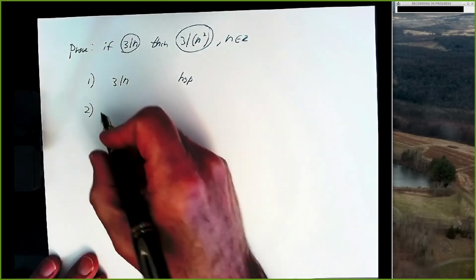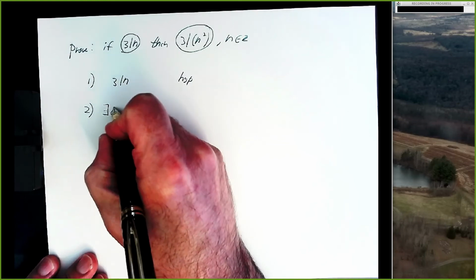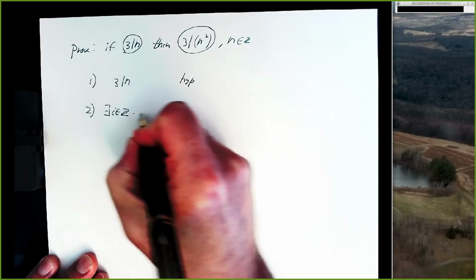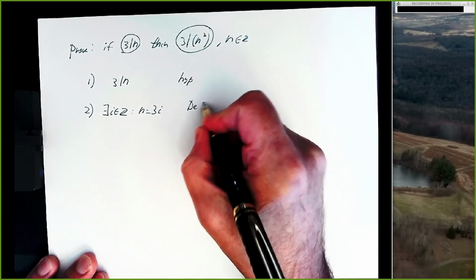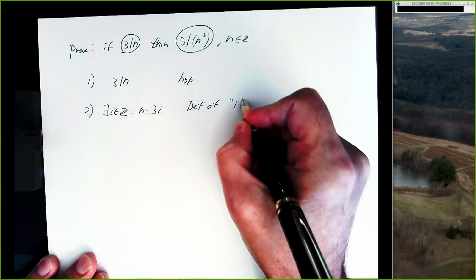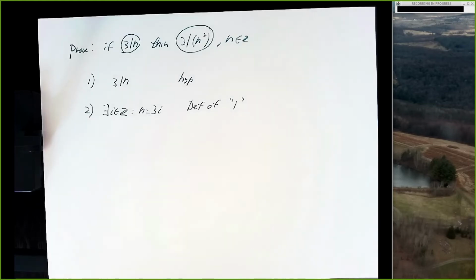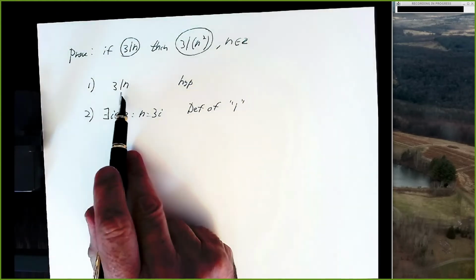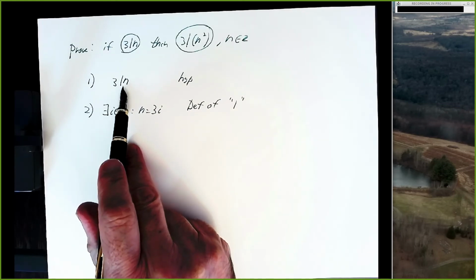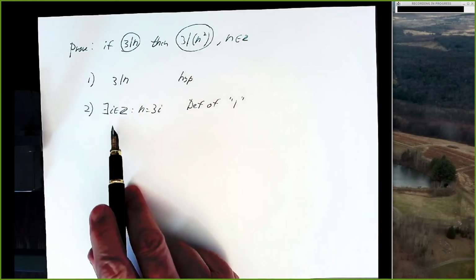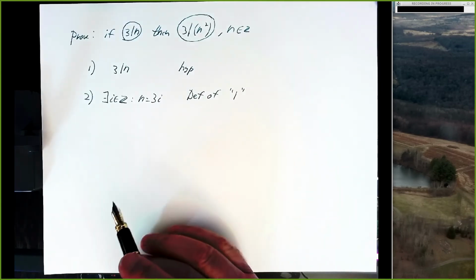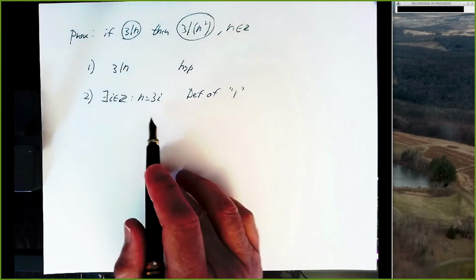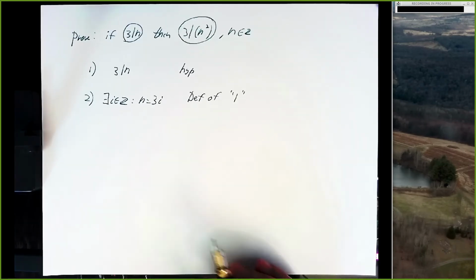This actually says there exists an integer i such that n equals 3i. That's the definition of divisibility. So that I'm saying is true because I'm assuming it's true. It's my hypothesis. And if this is true, then there is an integer i such that n equals 3 times i. Right? That's what this means. So this is certainly true given that statement 1 is true.